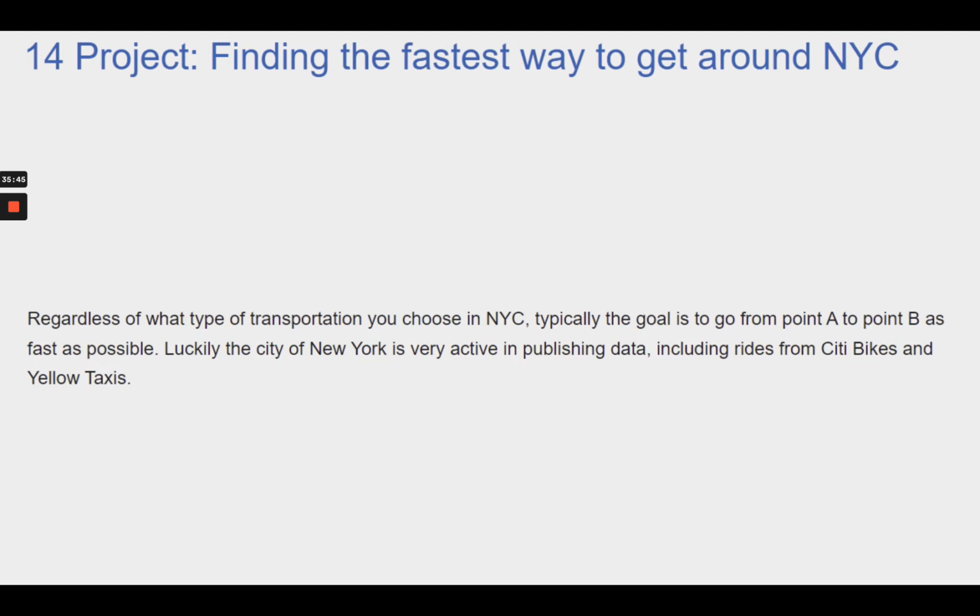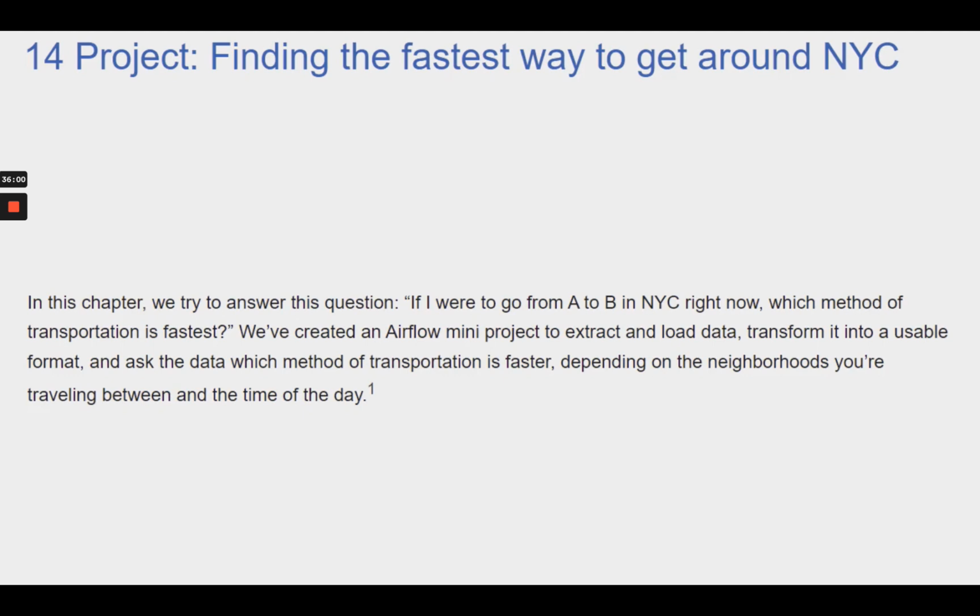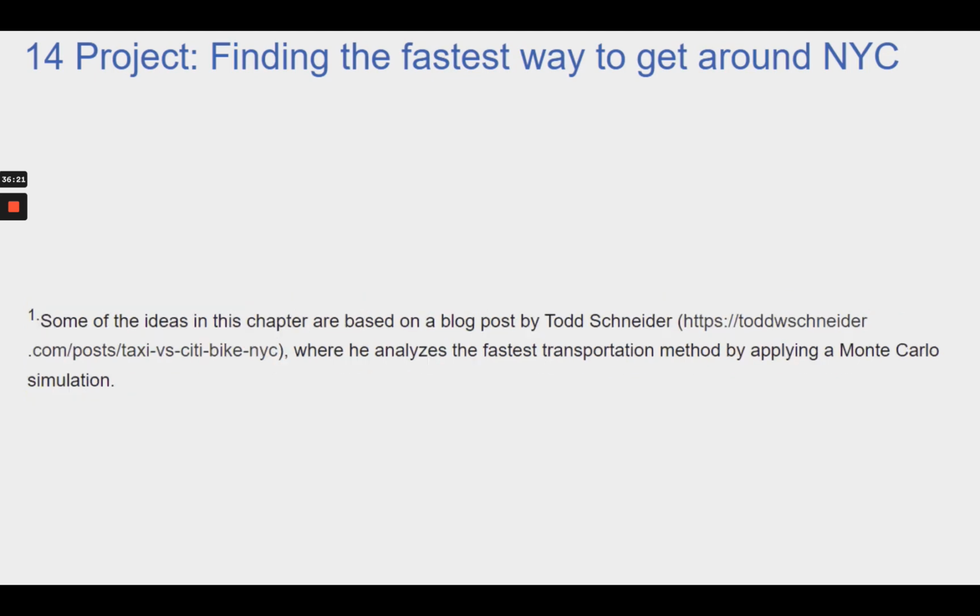Regardless of what type of transportation you choose in NYC, typically the goal is to go from point A to point B as fast as possible. Luckily, the City of New York is very active in publishing data, including rides from Citi Bikes and yellow taxis. In this chapter, we try to answer this question: if I were to go from A to B in NYC right now, which method of transportation is fastest? We've created an Airflow mini project to extract and load data, transform it into a usable format, and ask the data which method of transportation is faster, depending on the neighborhoods you're traveling between and the time of the day.